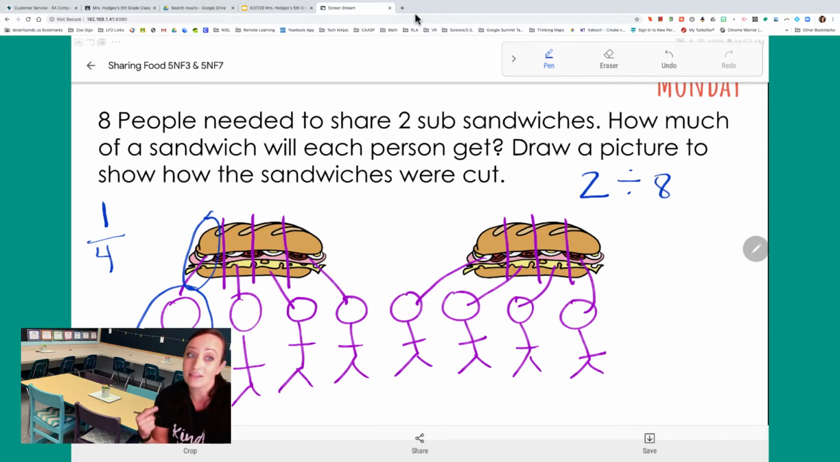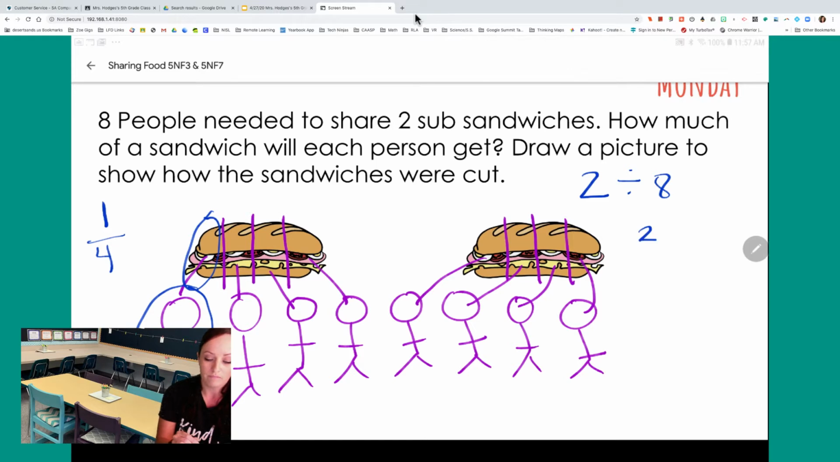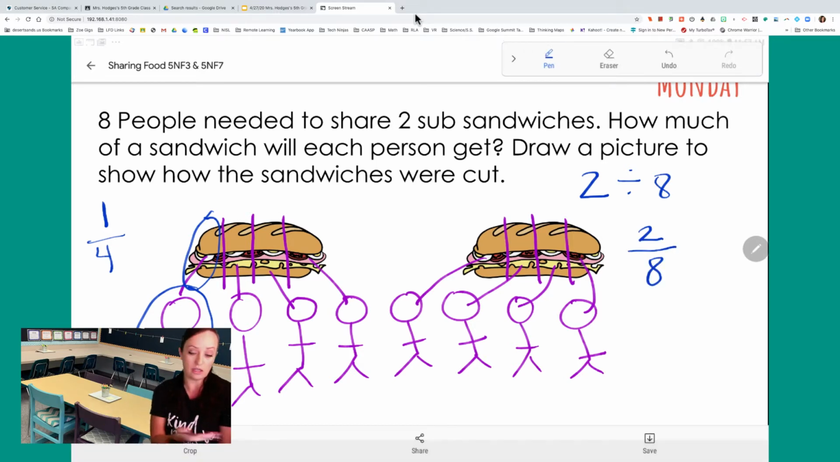I can write that as a fraction. This is the connection I'm hoping we're going to make today. If I'm thinking about 2 divided by 8, that's the same thing as writing it as a fraction like this: 2 divided by 8. But you're like, Miss Hodges, it doesn't match anything we just did. 1/4, 2 eighths, that's not the same thing.